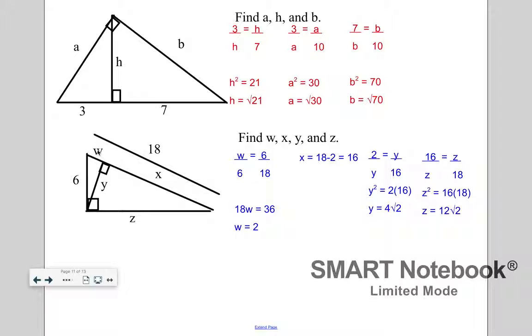Now that W equals 2, X is easy to find. It's just 18 minus 2, so it's 16. Now you can go get Y. Y is the geometric mean between the 2 parts, which I now know are 2 and 16. And then Z is the geometric mean between 16, because remember we solved that, and 18 the whole. So again, all the work is there. If I'm going too quickly, feel free to push pause.